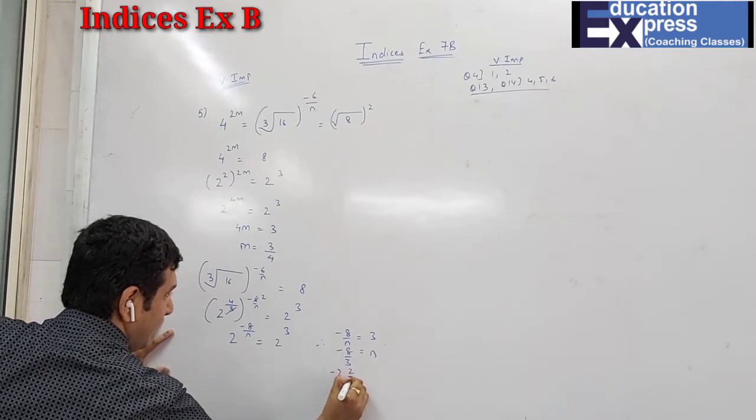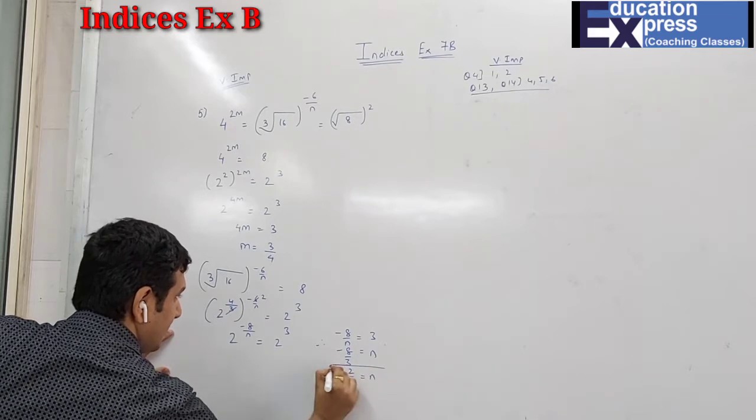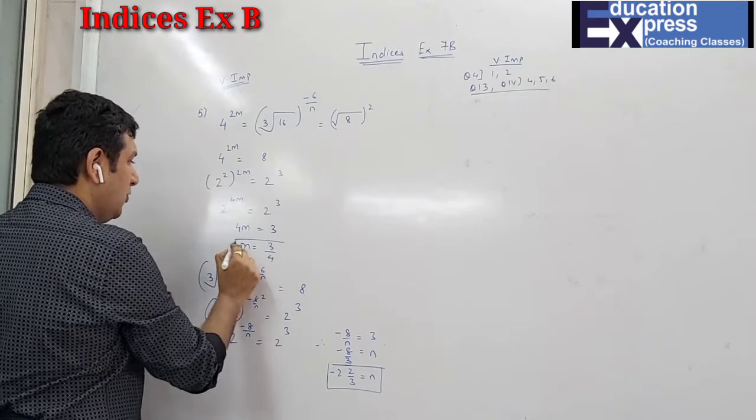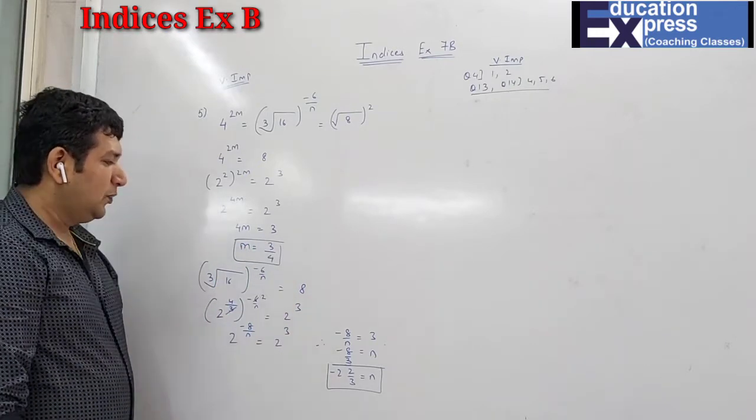Mixed fraction is minus 2 and 2 upon 3, that is n. So m's value is 3 upon 4 and n is minus 2 and 2 upon 3.